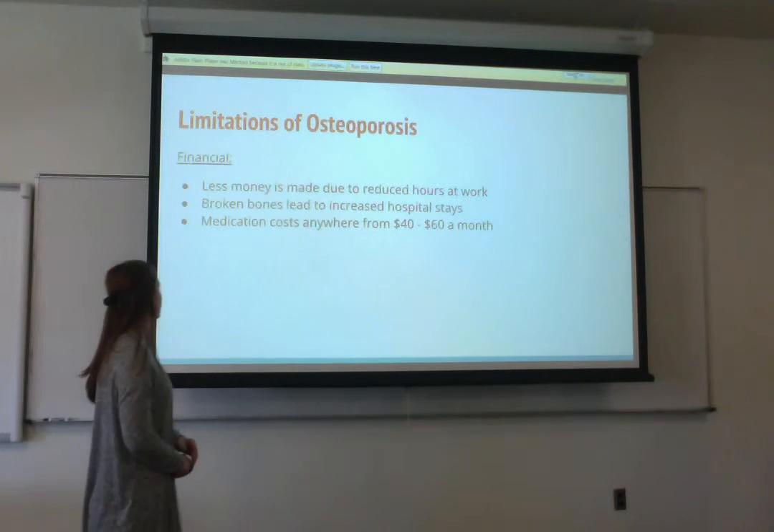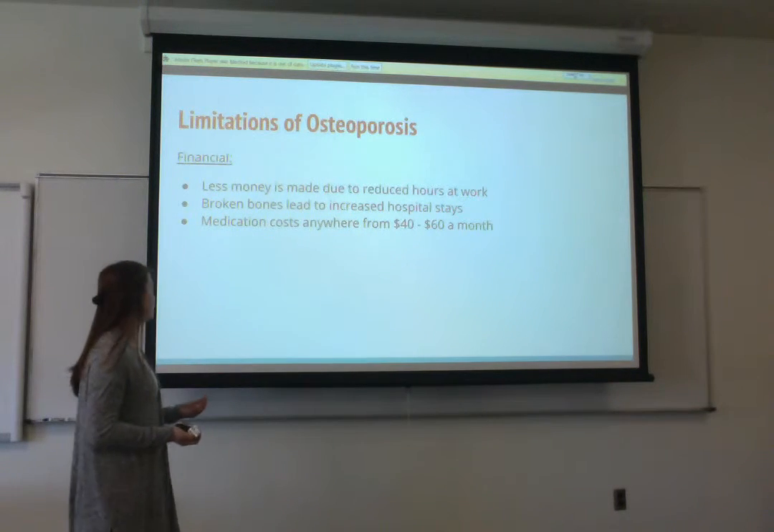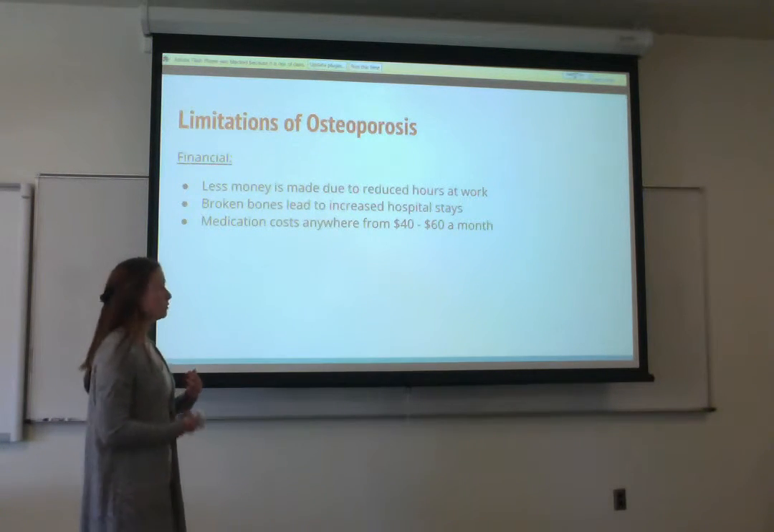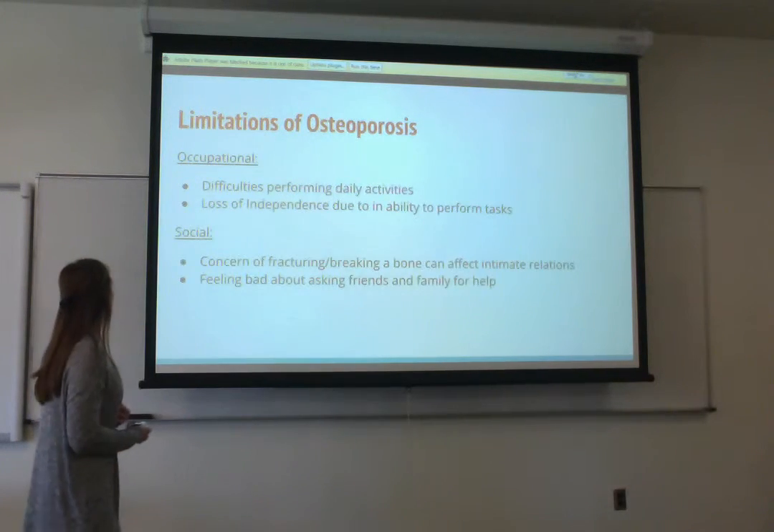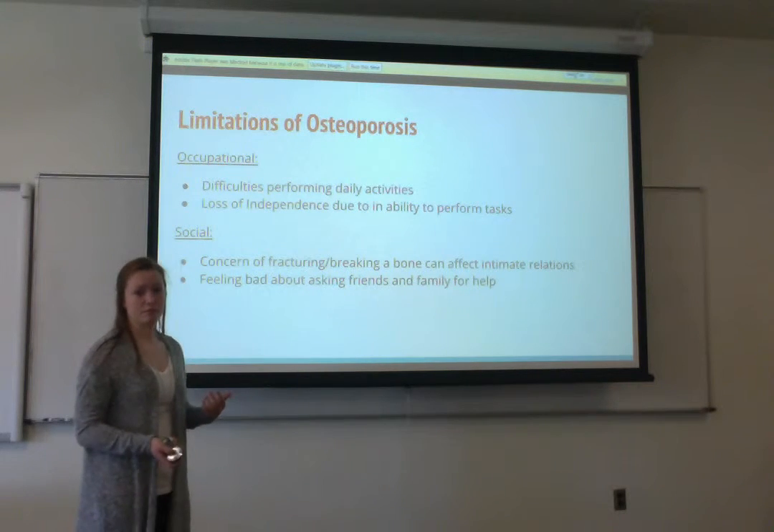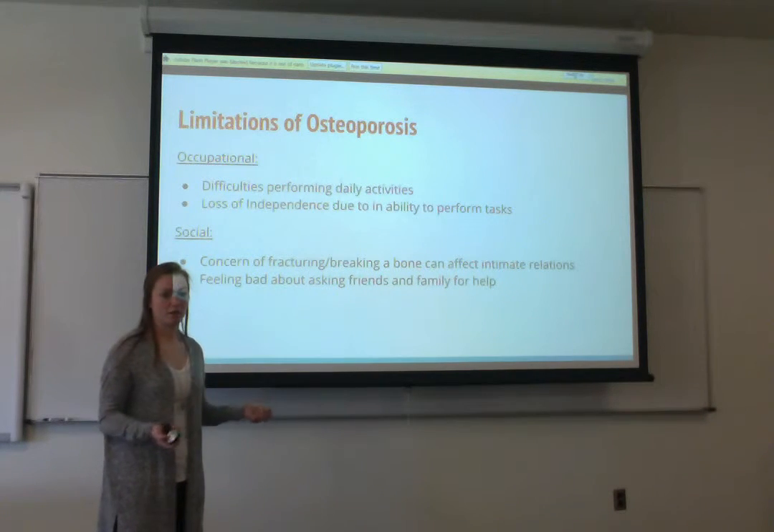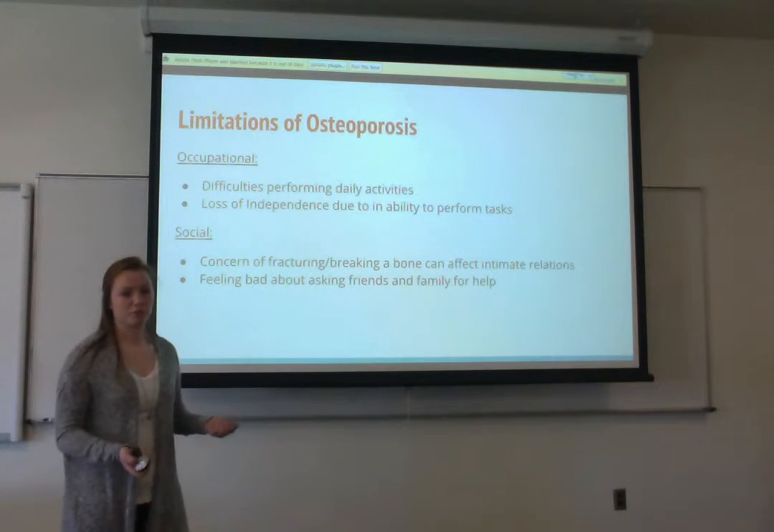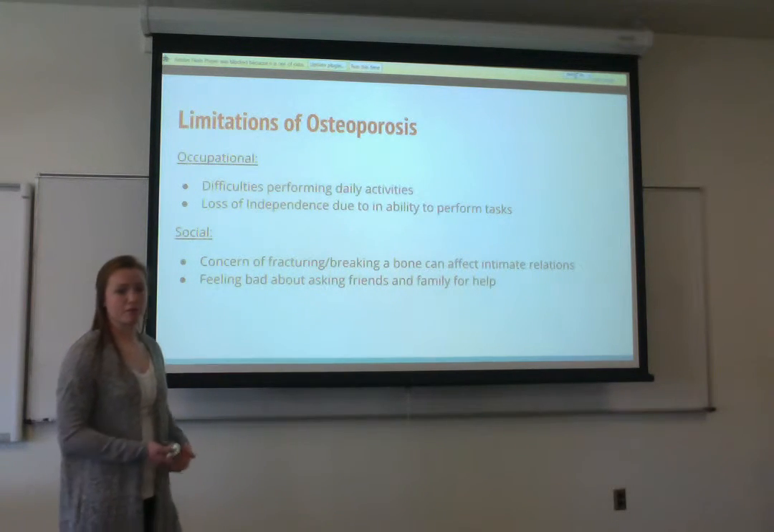Another limitation of osteoporosis would be financially. A lot of people who are diagnosed with osteoporosis sometimes can't go to work as often, so they're not bringing in as much money as they would have before they were diagnosed. Broken bones and medications can lead to pricey bills from the hospitals, so that's costly. Occupational, again, that goes with financial. They're not working as often or as efficiently, so they can't do their daily activities because their bones are weaker, or maybe they can't do it on their own. And a lot of times when you're at a job, you can't always have that person right there next to you helping you out. Socially, this goes along with intimate relationships. A lot of people are nervous that they will break or fracture a bone, or sometimes they feel bad about asking their friends and family for help.